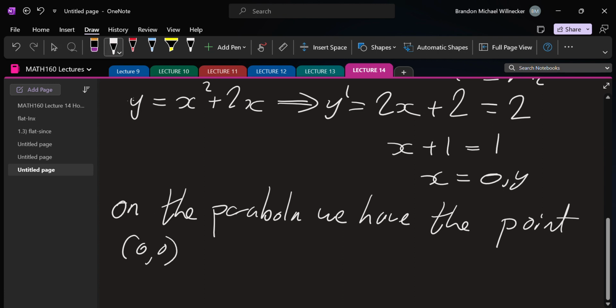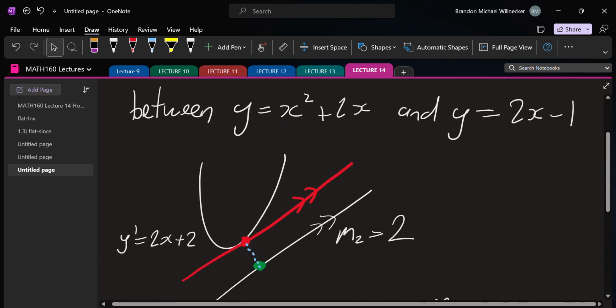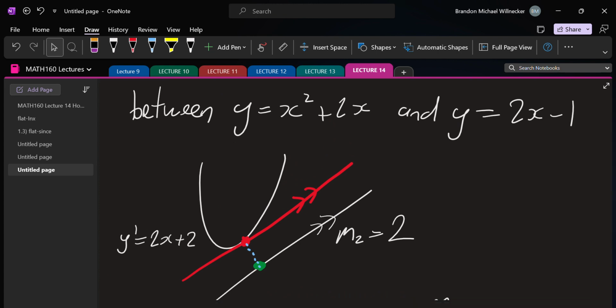Okay, so we've got the points on the parabola. We need the points on the line. So this is part 1 done. If x is 0, y is 0, and that gives us the points on the parabola. Let's put that in the red box for the red points. Okay, so how do we get the points on the line?